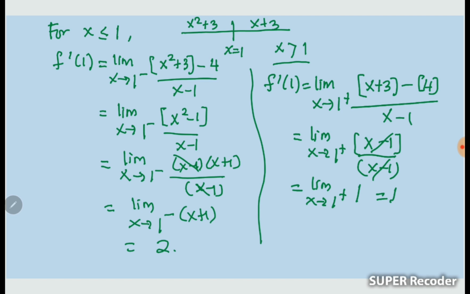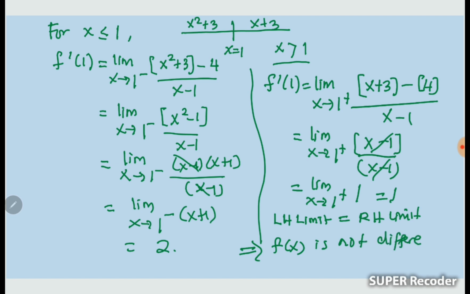So what is the conclusion? We will see that the left side and right side limits are not equal. So we can say that the left hand limit does not equal the right hand limit. Therefore, f(x) is not differentiable at x equals to 1. Okay.